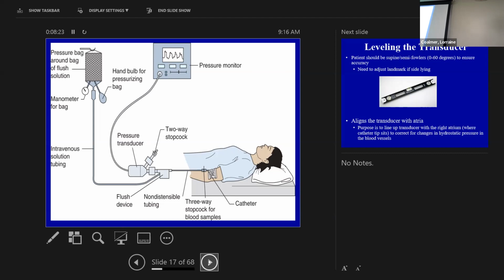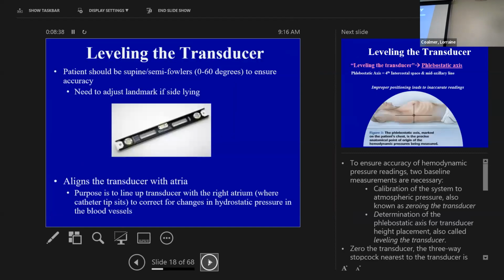It converts it into electrical energy and we get a waveform. So our job is to make sure that waveform looks okay. Make sense? And I'll talk about that in a minute. So I'm going to set this up. What do you do with IV tubing the minute you take it out of the bag? You gotta clamp that sucker, otherwise you're going to.